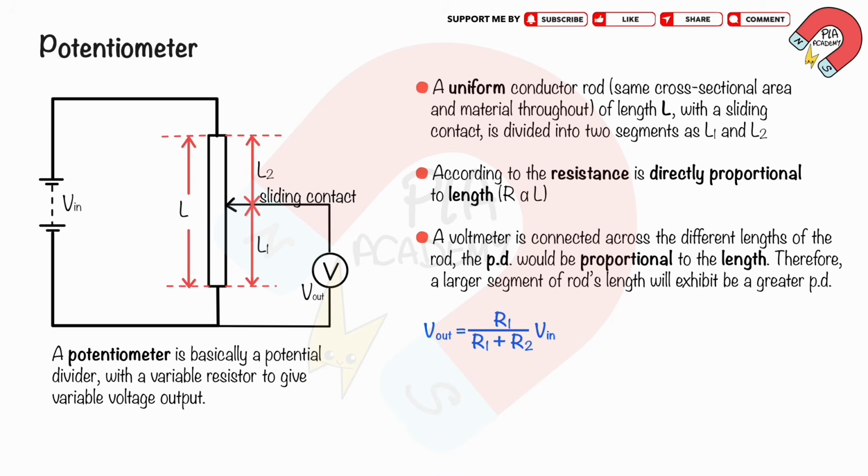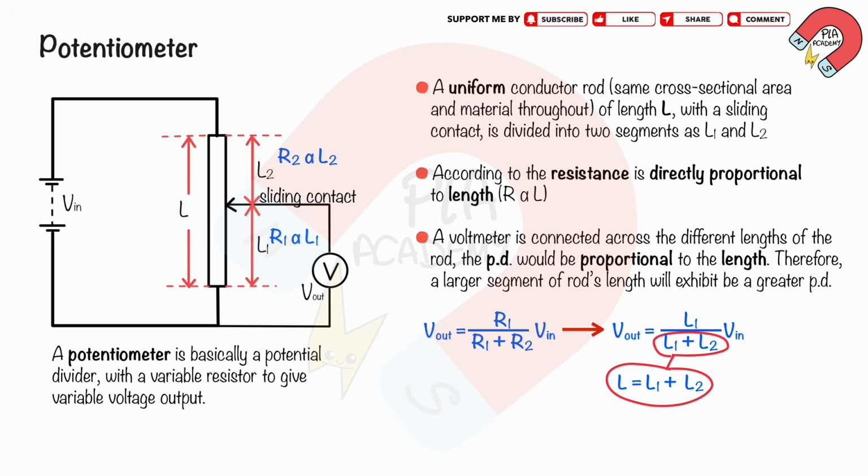So, V output equals R1 over R1 plus R2 times V input. The resistance R1 is proportional to L1, so R1 is equivalent to L1. The resistance R2 is proportional to L2, so R2 is equivalent to L2. So, we can deduce that V output equals L1 over L1 plus L2 times V input. Substituting L1 plus L2 equals L, therefore, V output equals L1 over L times V input.